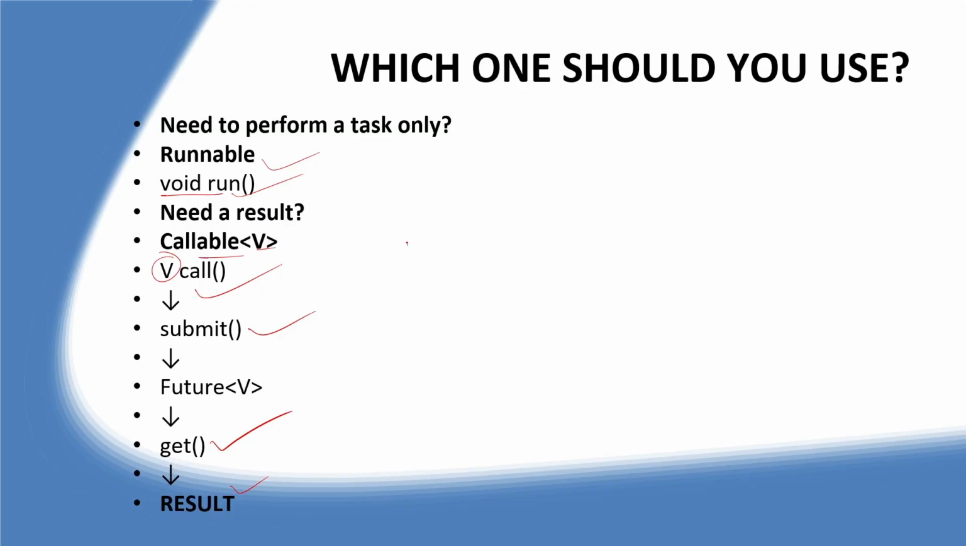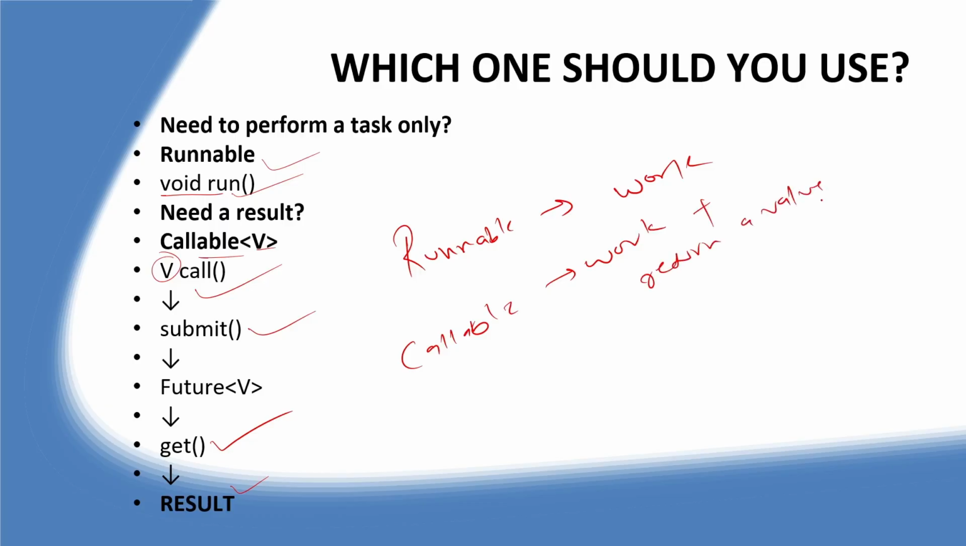So always remember, Runnable will perform only work, whereas Callable will perform work and it will return a value. And with the help of Future, we can get the outcome with the help of the get method.